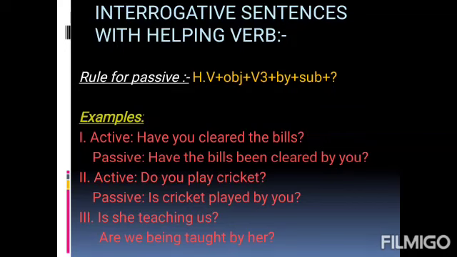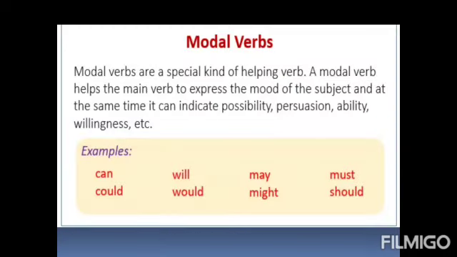Now next we have the sentences which have modal verbs in them. Modal verbs are a special kind of helping verb. A modal verb helps the main verb to express the mood of the subject, and at the same time it can indicate possibility, persuasion, ability, willingness, etc. Examples of modal verbs are can, could, will, would, may, might, must, should. Could, would, might are the past forms of can, will and may respectively, right?